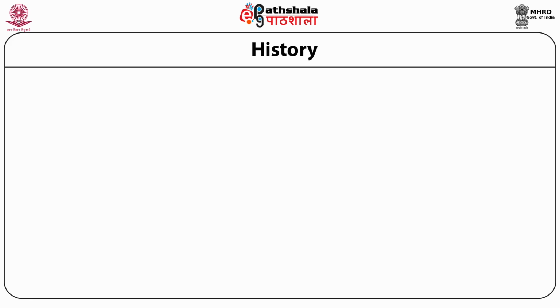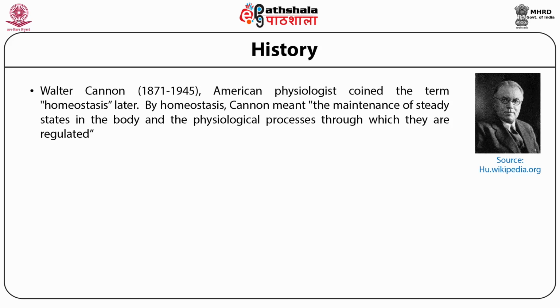It was the American physiologist Walter Cannon, in 1871, who named it homeostasis. Cannon meant the maintenance of steady states in the body and the physiological processes through which they are regulated.